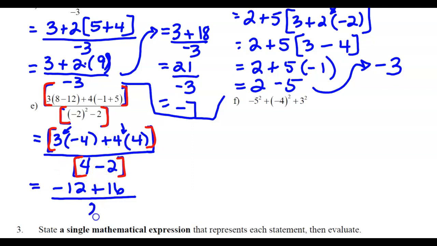4 minus 2 is 2. And then do that final adding. -12 plus 16 is +4 over 2. That's a fraction, but it's really the same as division. 4 divided by 2 is 2. So yes, you could show it as 2 over 1, but that's not in simplest form. We don't need to show the 1 in the denominator.